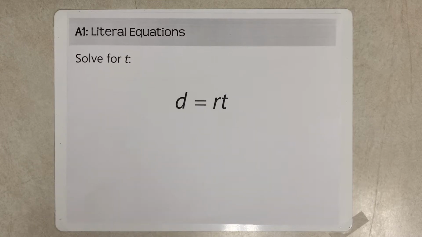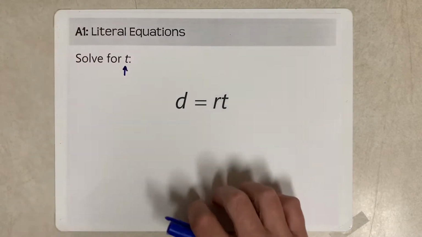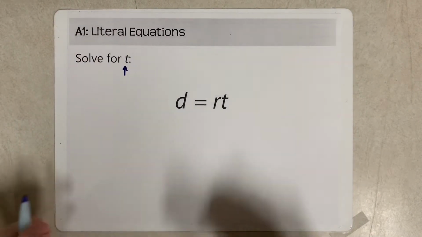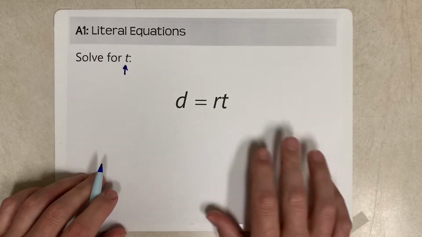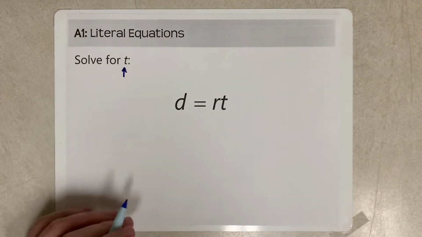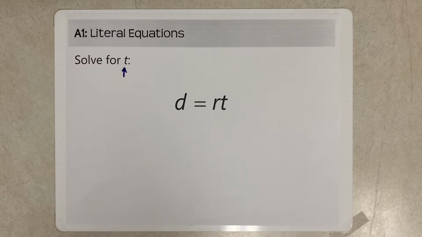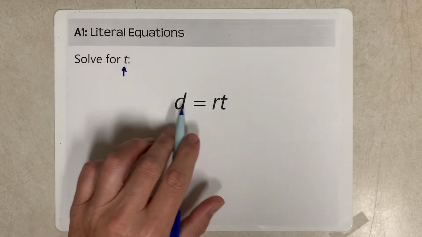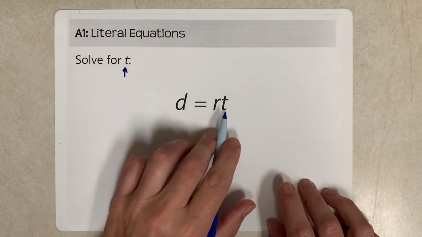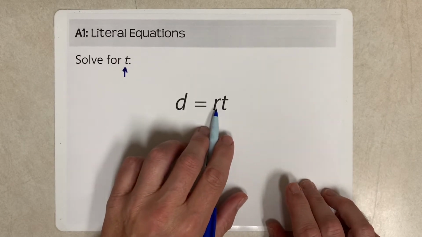All right, so they're going to tell you which variable they want you to solve for, and it is going to be t for this one. You look at this equation and it says d is equal to r times t, and this is all about opposite operations, the whole thing. You're always going to be doing an opposite operation. So here's your d, here's your r, and here's your t. I want that t by itself, but it's being multiplied by the r.